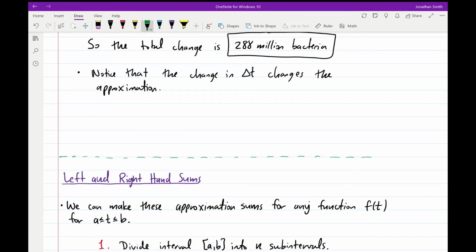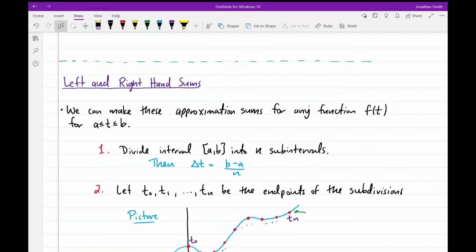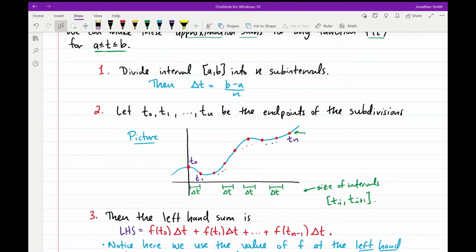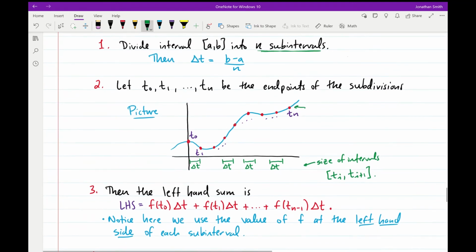Alright, so in this last part of the video, I want to talk about making these approximation sums that we seem to be using over and over again a little bit more formal. So we're going to end up defining left and right-hand sums, which we'll be using a bunch for the remainder of the class. So let's say that f of t is some function, and we're looking at the interval from t equals a to t equals b. To get these left and right-hand sums, we start by dividing this interval from a to b into n smaller subintervals. And the length of each of these subintervals is going to be equal to b minus a, which is the length of the entire interval, divided by n, the number of subintervals that we're breaking into.